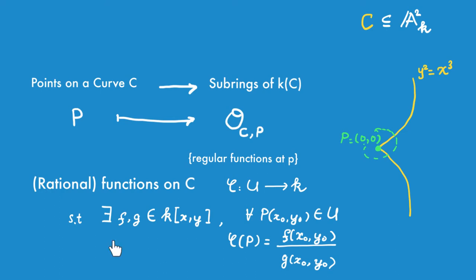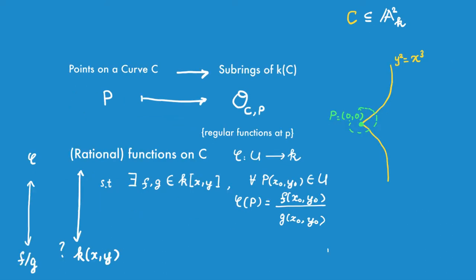That is, there should exist some polynomials f and g such that for every point P in the domain of phi, the value phi of P could be given by evaluating this quotient f over g at the coordinates of the point P. You might ask, well, then why don't we just define a rational function on C to be a rational expression on C? Why don't we just identify phi with the expression f over g? Especially since they agree at every point on the domain of phi anyway.